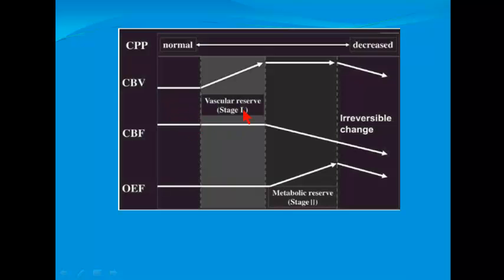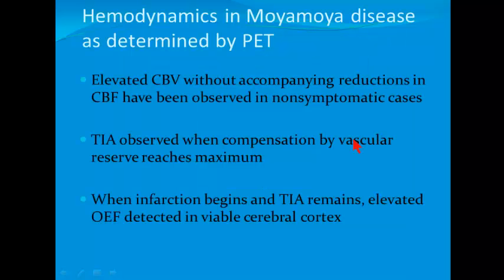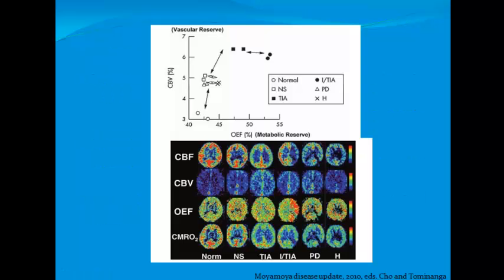So in this first stage, we see an increase in cerebral blood volume. The patients may be asymptomatic. However, in this stage of Moyamoya disease, where there are these little infarcts and collateral blood flow being formed, we start to see this metabolic reserve stage, where it's no longer hemodynamic changes, but changes in oxygen extraction fraction, with the oxygen extraction increasing over time. And then in this range here, the patients start to have strokes, as well as TIAs, and irreversible change starts to occur. Now, this can be assessed using PET.